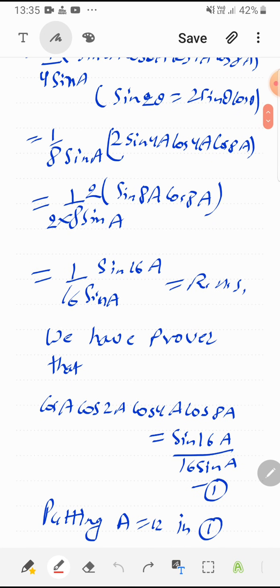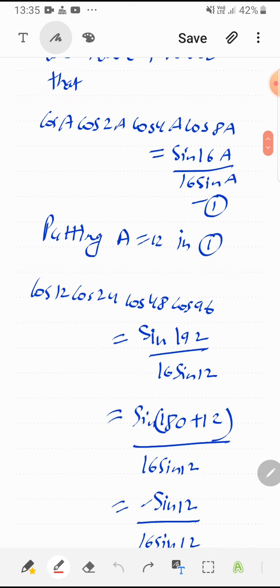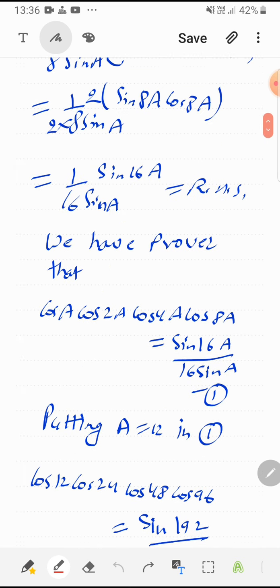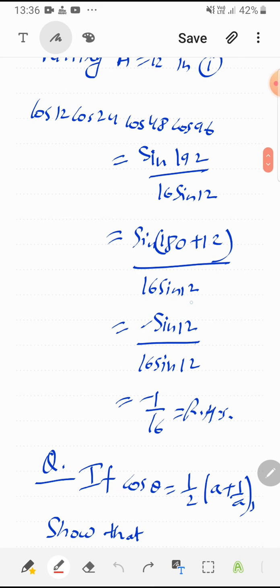So this is equal to the right hand side. Now we have proved this. Now for deducing the next result, let us put A is equal to 12 in the left hand side as well as in the right hand side. So it is cos 12 into cos 24, cos 48, cos 96 is equal to sin 192 upon 16 sin 12. Now both of these are not standard angles, so we can write 192 as 180 plus 12. So sin (180 plus theta) is minus sin theta. So sin 12 will be cancelled out and we are left with minus 1 by 16, which is the right hand side.